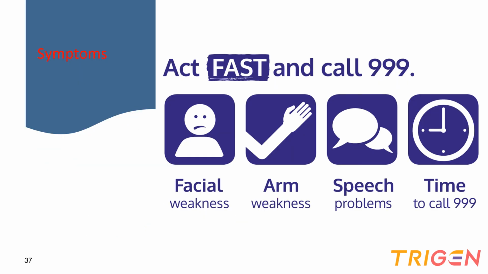Some of you may recognize this, as this has been advocated to the public as a sign that one should look out for if a stroke was suspected. Common symptoms include unilateral drooping of the face, arm or leg weakness on one side, and slurred speech. Time is crucial in identifying a stroke, and if one suspects a stroke, the ambulance service should be called.